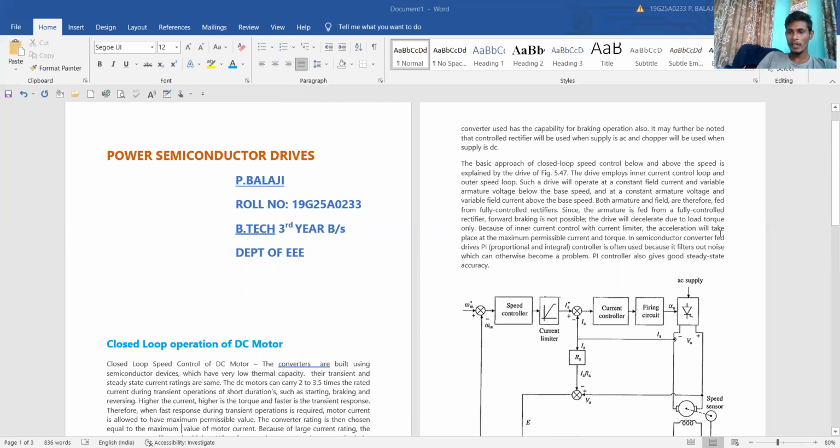The acceleration will take place at the maximum permissible current and torque in the converter fed drive. PI control is often used because it filters out noise which can otherwise become a problem. PI control also gives good steady state accuracy.